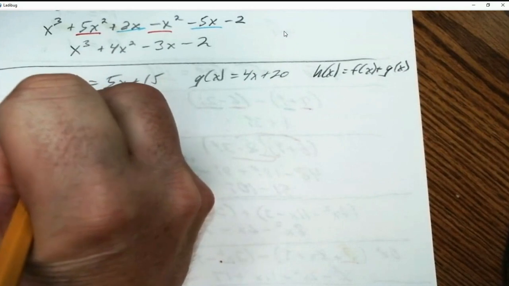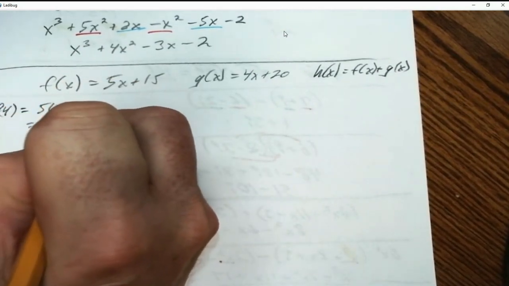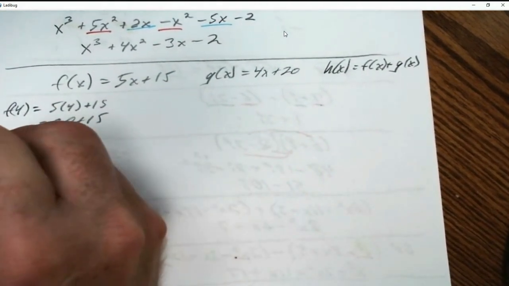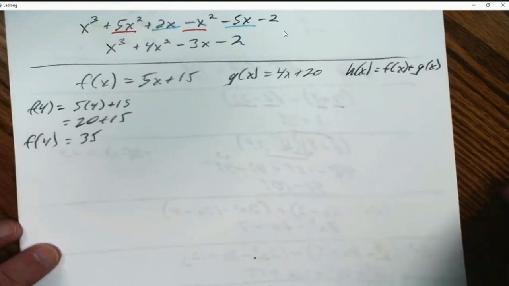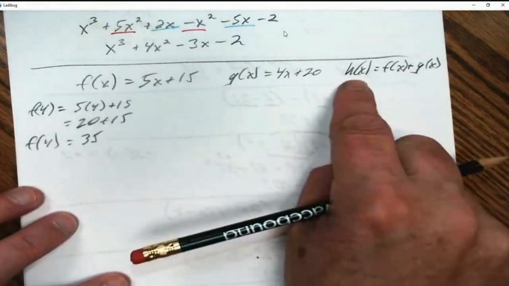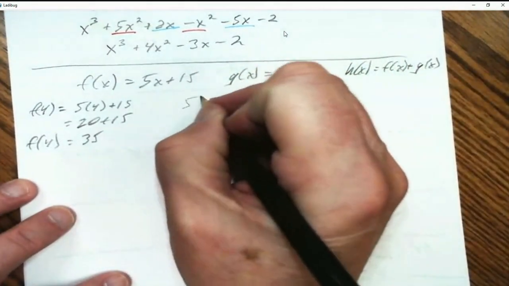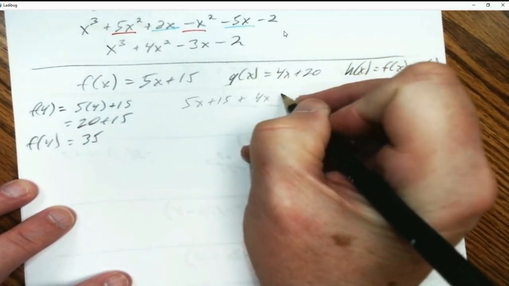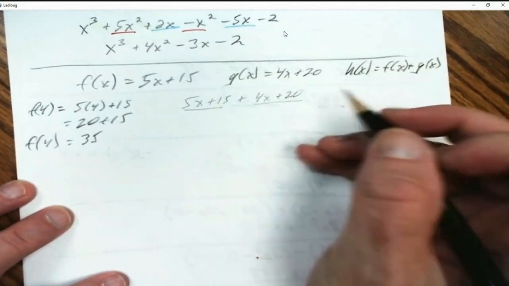5 times 4 plus 15, 20 plus 15, so Frank will earn $35 for working 4 hours. We know that one. But the question is, will he make more if he teams up with Gertrude, which is h of x? So we need to take f of x plus g of x. We need to take 5x plus 15 and add 4x plus 20. Right? This is f of x. This is g of x.